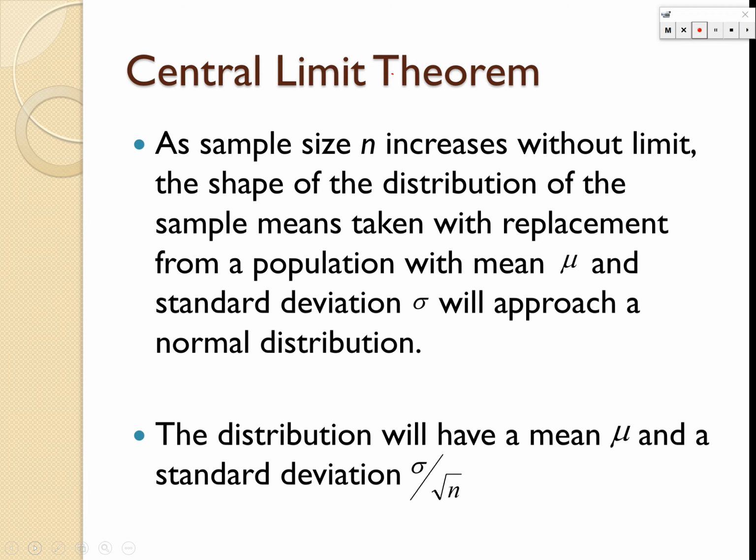So the central limit theorem, big idea of our section. As your sample size increases, remember that little lowercase n represents our sample size. As it increases without limit, the shape of the distribution of your sample means is going to approach the normal distribution. The distribution that results will have a mean, and remember the mu is our mean, and a standard deviation. We have our standard deviation of our population divided by the square root of our sample size.